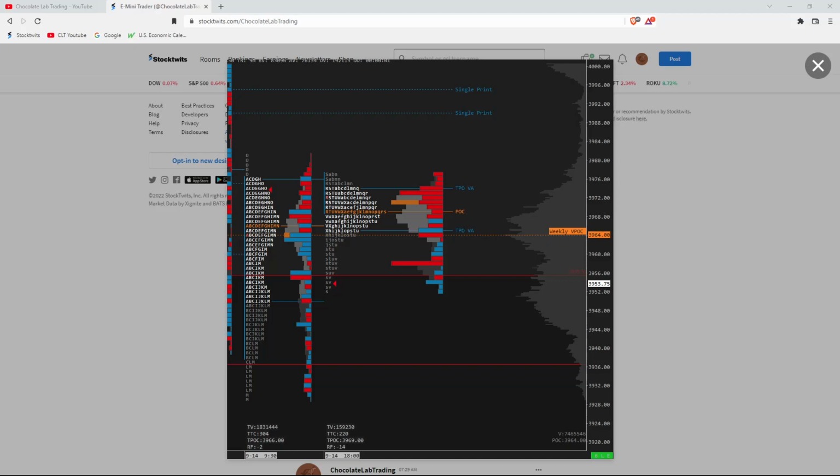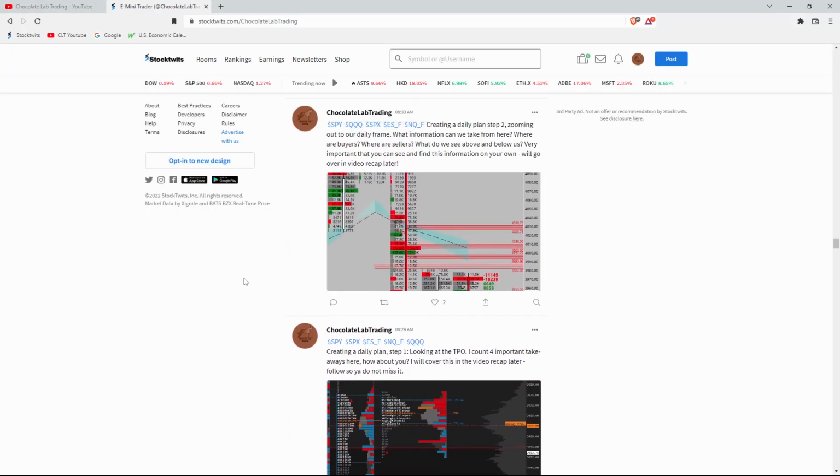With this knowledge, looking at the overnight TPO and our poor high going into this morning session, we were able to look for a short if we ran the overnight high and the footprint confirmed that a short was valid, which it did, but we'll look at that.